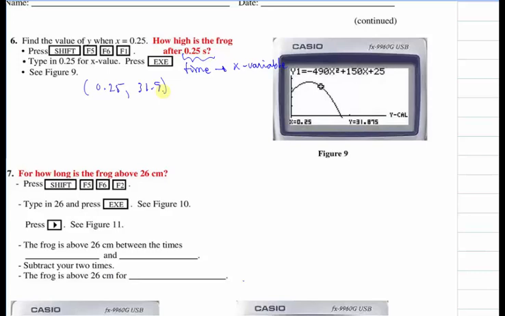So we have coordinates at 0.25 and 31.9. That means that the frog is 31.9 centimeters high after 0.25 seconds. Next question.